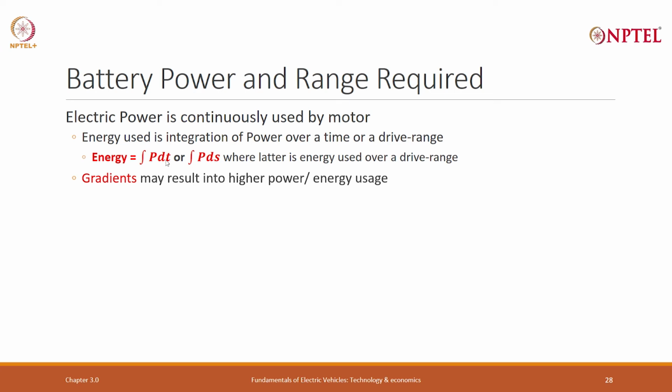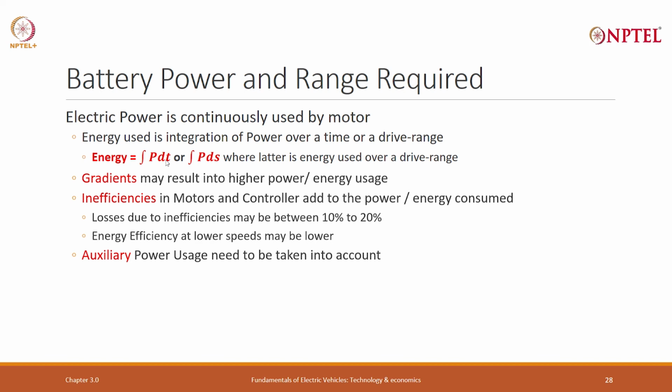Gradients may result in higher power and energy usage, but remember, when you can go down, you can regenerate. So, if you have good regeneration, it does not hurt you much. Inefficiencies in motors and controllers can add to power and energy consumed. Losses due to inefficiencies can be 10 to 20%. And at lower speed, energy efficiency can still be lower. So, you don't worry about all these things.